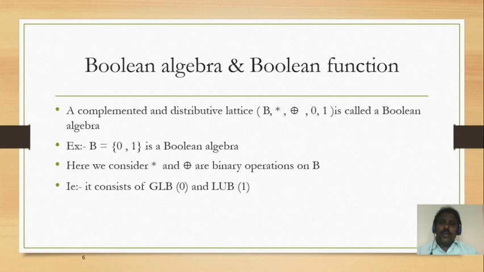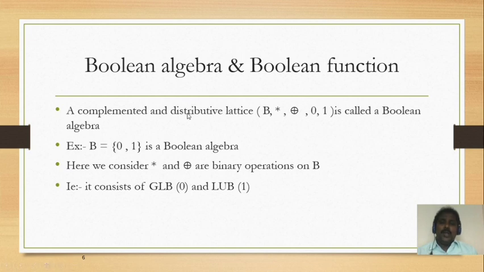Now next I am going to define another definition: Boolean algebra and Boolean function. So what is the definition of a Boolean algebra and what is the definition of a Boolean function? It is a complemented and distributive lattice. Here the lattice must be complemented and distributive. Already I know the definition of complemented. Complemented means a plus b equal to b plus c.